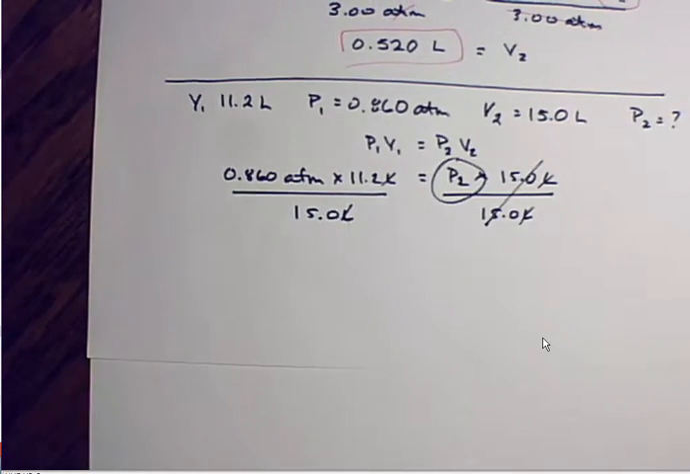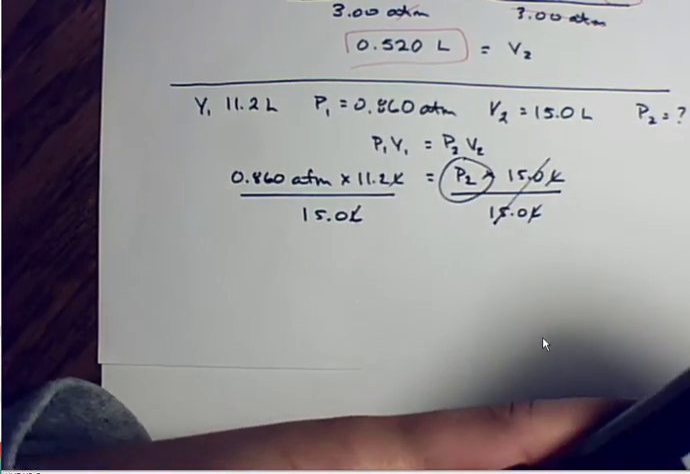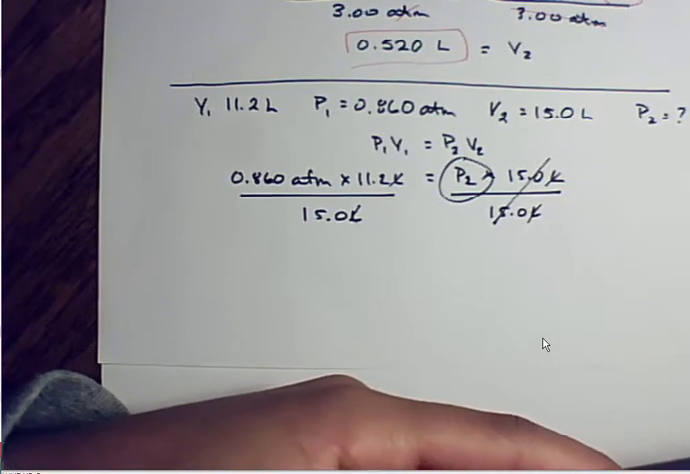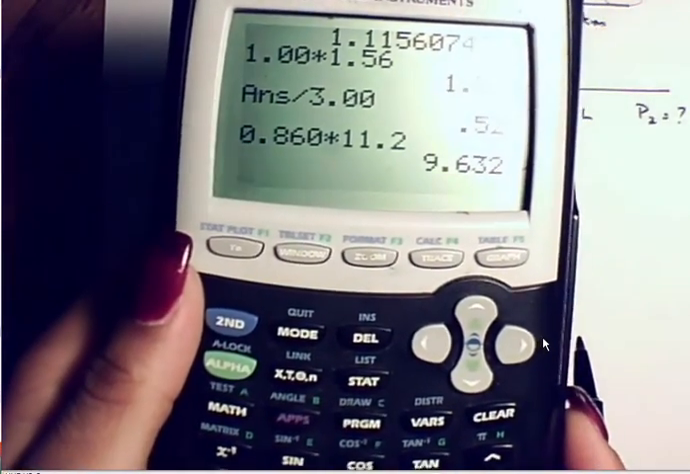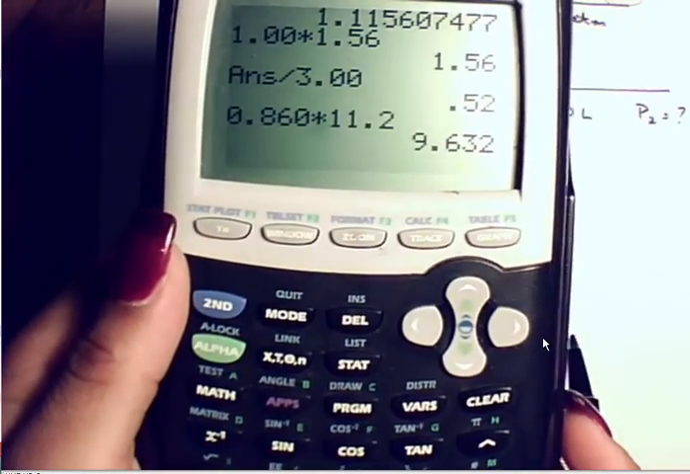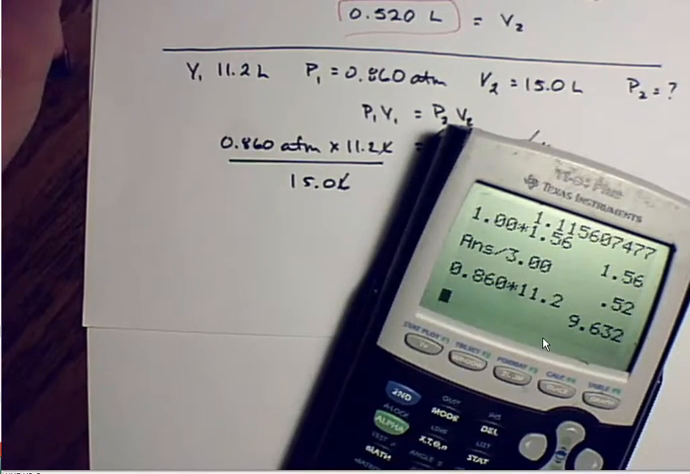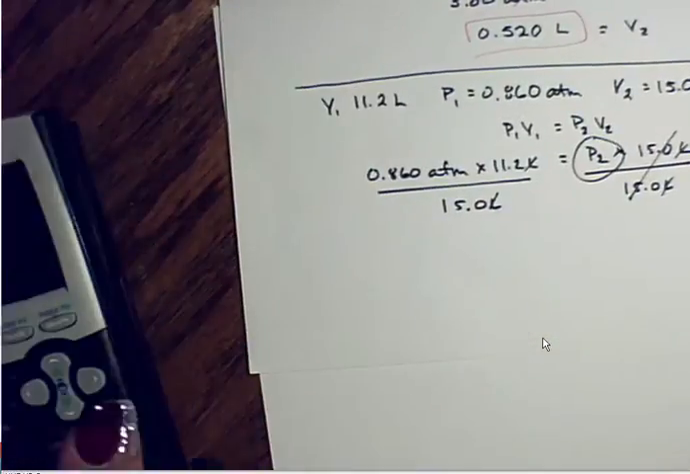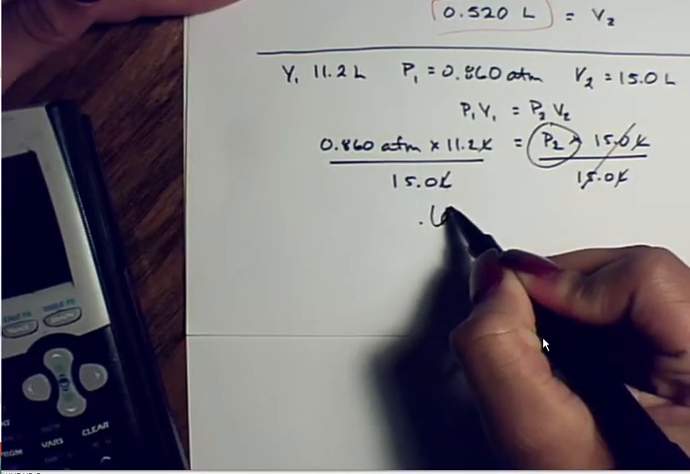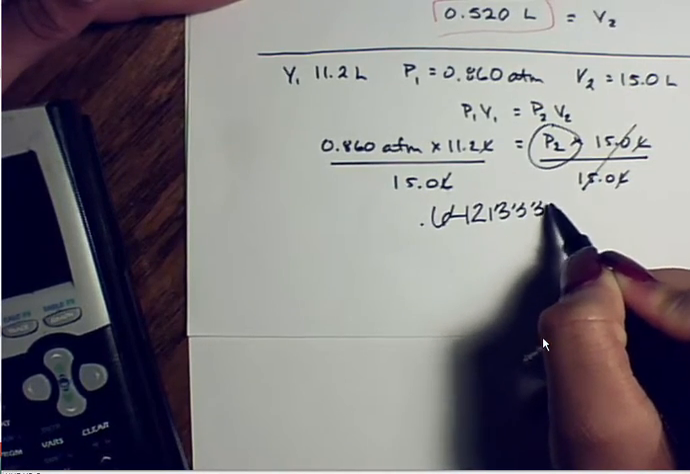And what do we get? Anybody? When you do the whole thing. So what do you get for the whole thing? Now we're going to divide it by 15.0. You get 0.642, and the answer we got was 0.6421333.